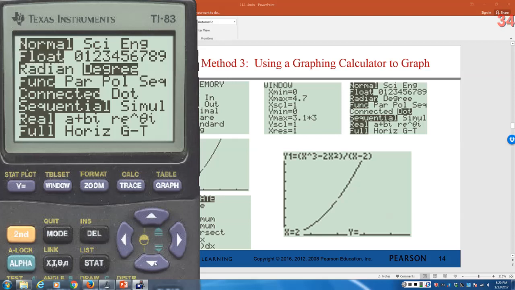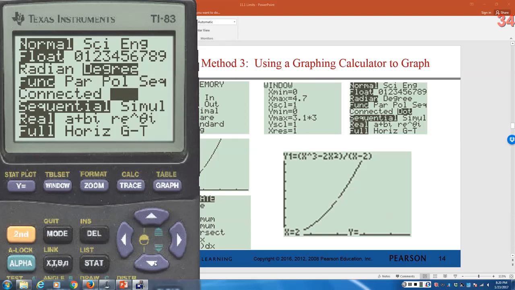Somebody's been playing with the calculator, but the radian and degrees doesn't really matter to me. What I want us to change is I want us to put this calculator in dot mode. So put your calculator in dot mode. Just hit mode and go down to where it says connected and then dot and go highlight dot. I don't want it to try to connect up all the pixels.